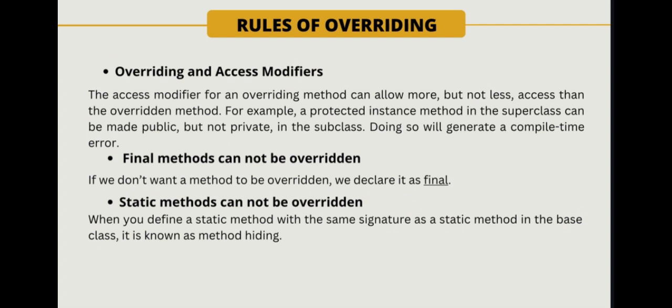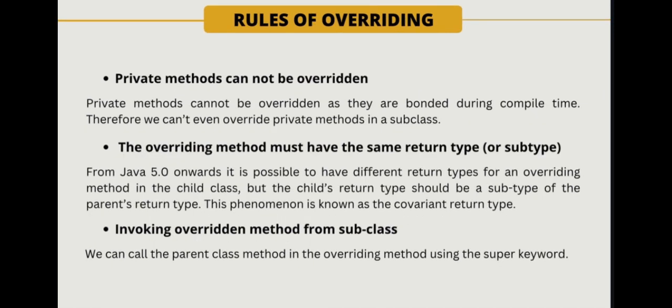The rules of overriding would be: overriding and access modifiers. The access modifier for an overriding method can allow more but not less access than the overridden method. The final method as well cannot be overridden, and static methods cannot be overridden too. And private methods cannot be overridden as they are bound during compile time, therefore we cannot even override private methods in a subclass. The overriding method must have the same return type.